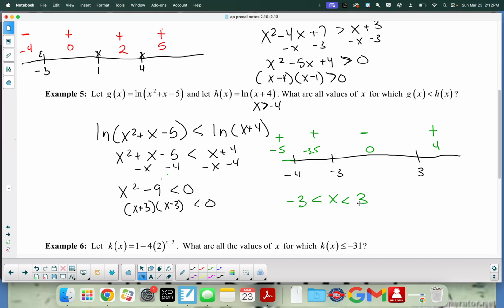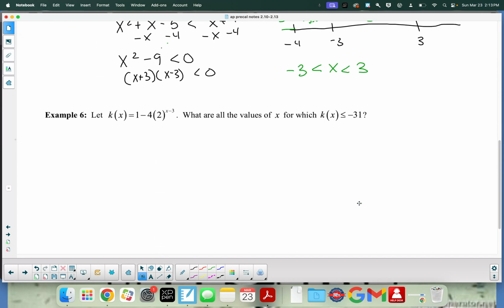All right, one more. Okay, so less than or equal to 31. This actually makes this a much easier equation because basically what you have is 1 minus 4 times 2 to the x minus 3 has to be less than or equal to -31. And since it's an exponential function, we don't have to worry about extraneous. Again, I can't change it until I move stuff over. So -1 minus 1. 4 times 2 to the x minus 3, less than or equal to -32.